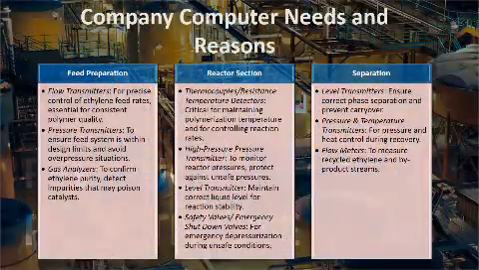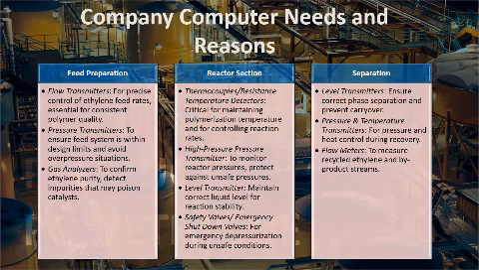The company computer needs and reasons. So now the feed preparation. In feed preparation, there must be flow transmitters, pressure transmitters, and gas analyzers. Also, in the reactor section, there should be thermocouples or resistance temperature detectors, high pressure transmitters, level transmitters, and safety valves for emergency shutdowns. Also, in the separation chamber, there should be level transmitters, pressure and temperature transmitters, and flow meters.